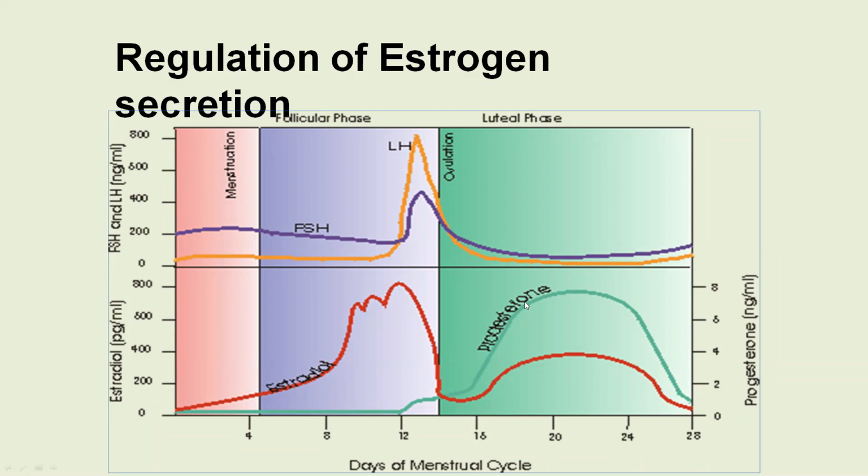Now we will see what will be the fate of the corpus luteum if fertilization occurs and if fertilization does not occur. If fertilization occurs, the corpus luteum is maintained by the HCG, which is secreted by the fetus. So the corpus luteum is maintained. It secretes estrogen and progesterone till the placenta can take over in the second trimester, where the placenta will produce the progesterone necessary to maintain the pregnancy.